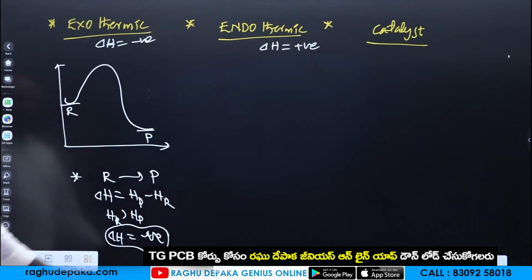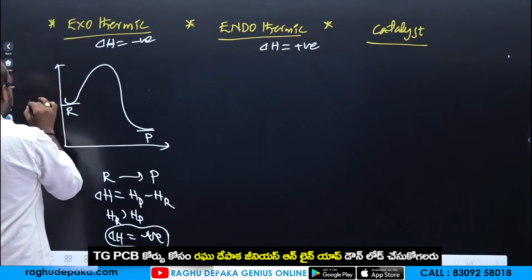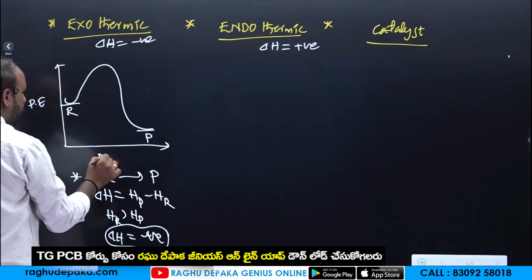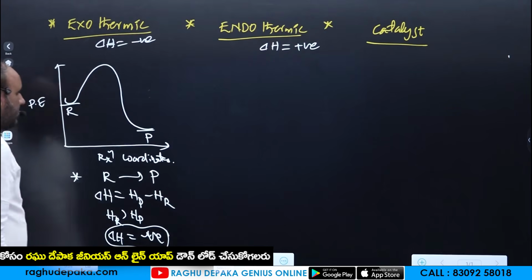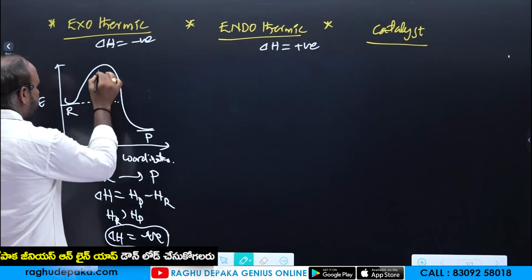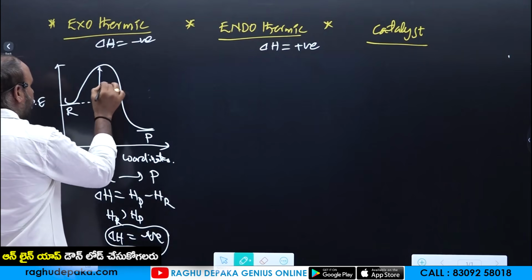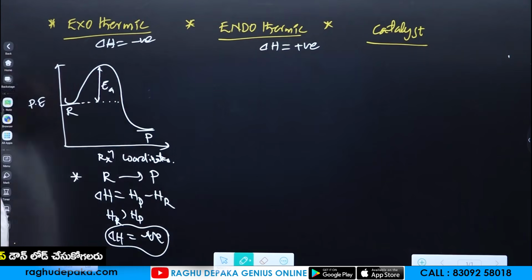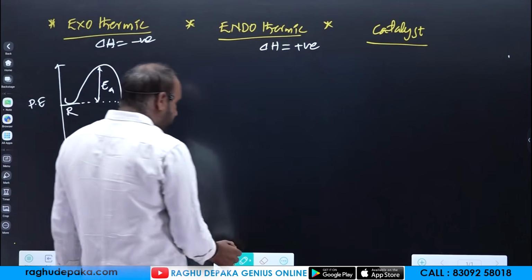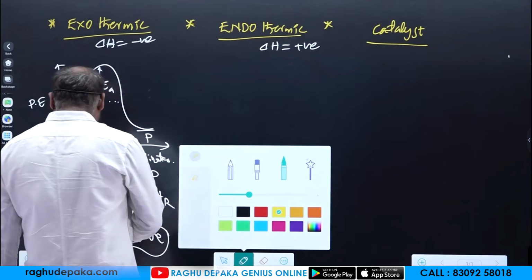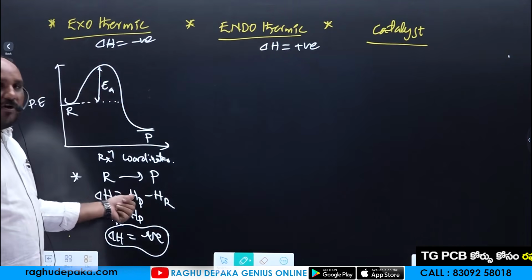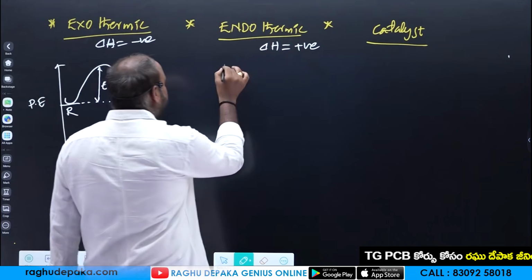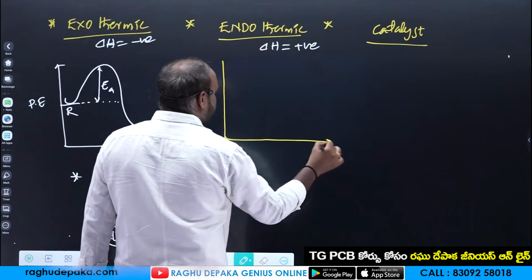Therefore such a reaction is known as an exothermic reaction. This is the potential energy, and these are the reaction coordinates. This will be denoted as the activation energy, Ea, and this is the delta H. Coming to endothermic reactions, delta H is positive. When delta H is positive, the enthalpy of products is more compared to reactants.